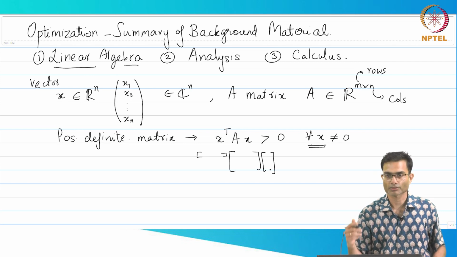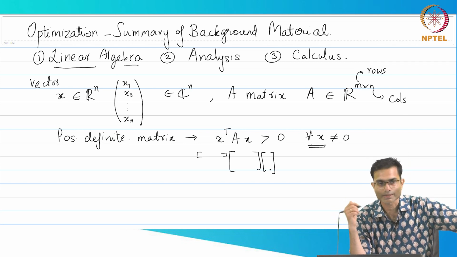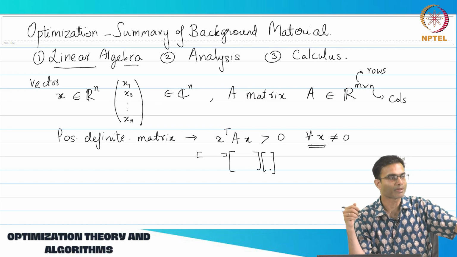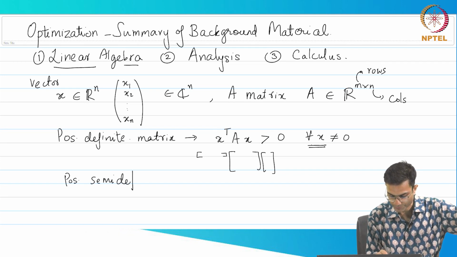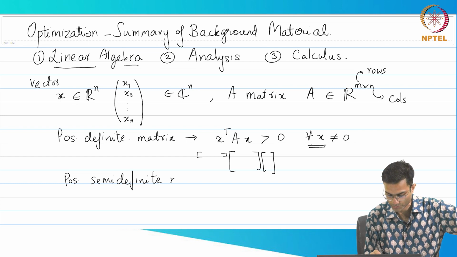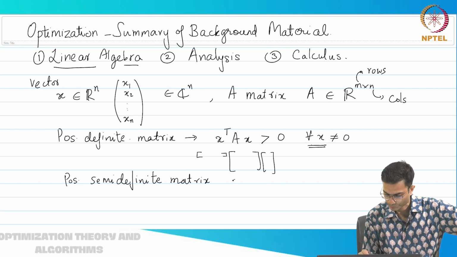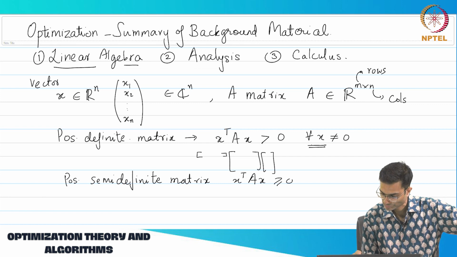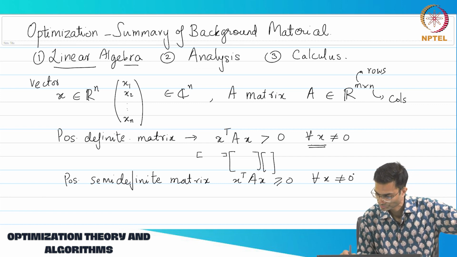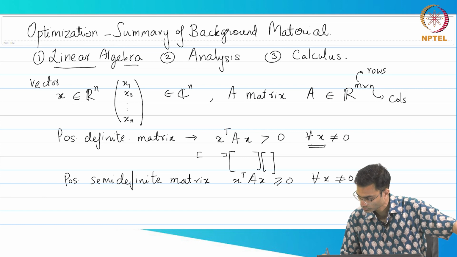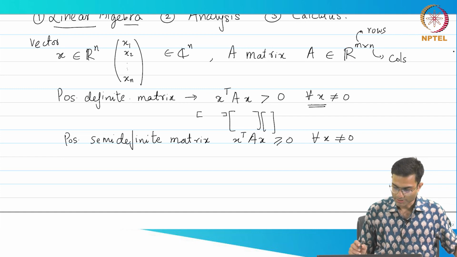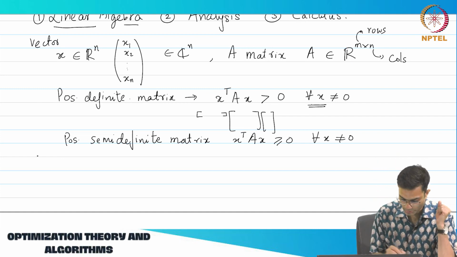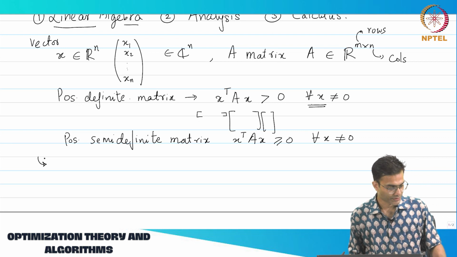As I mentioned, we will come across it quite often in this course. A slightly related concept is the positive semi-definite matrix, right? What is the only difference? Greater than or equal to 0, right?